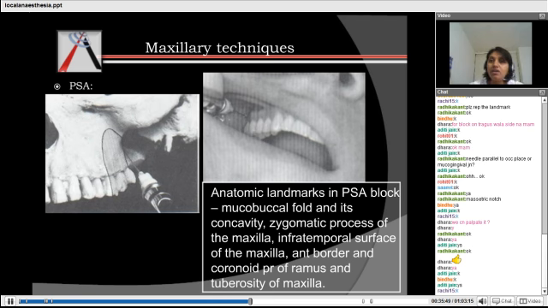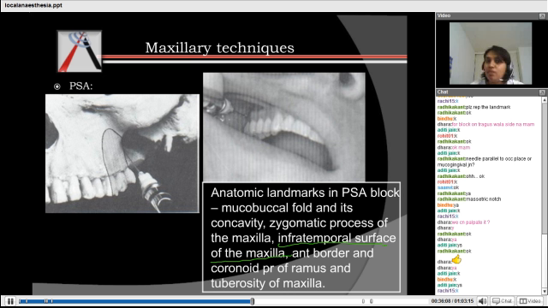When we talk about the posterior superior alveolar nerve block, this is the most common block which we use. You all must be knowing that. What we are doing is we are going to the posterior surface of the maxilla. The infratemporal surface of the maxilla is the place where we want to reach, isn't it?